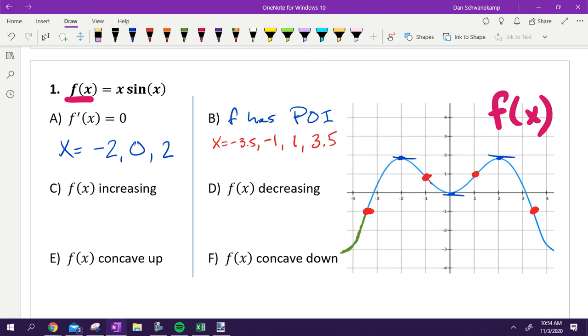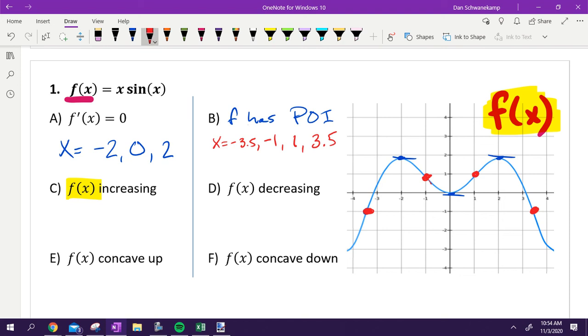Now we're talking about increasing. Talk with your neighbor. How many different intervals here are you increasing? Show me with your fingers. How many intervals are you increasing? 2. This is a graph of f, and I'm just asking you, when is f increasing? That means when is it going up? So we're going to start.